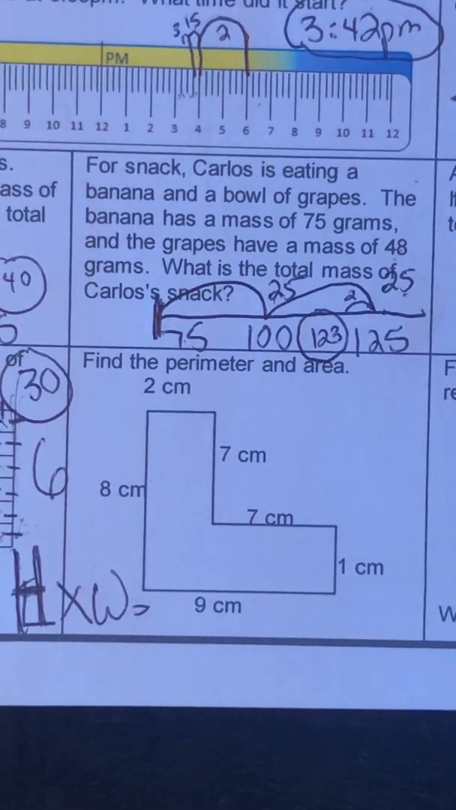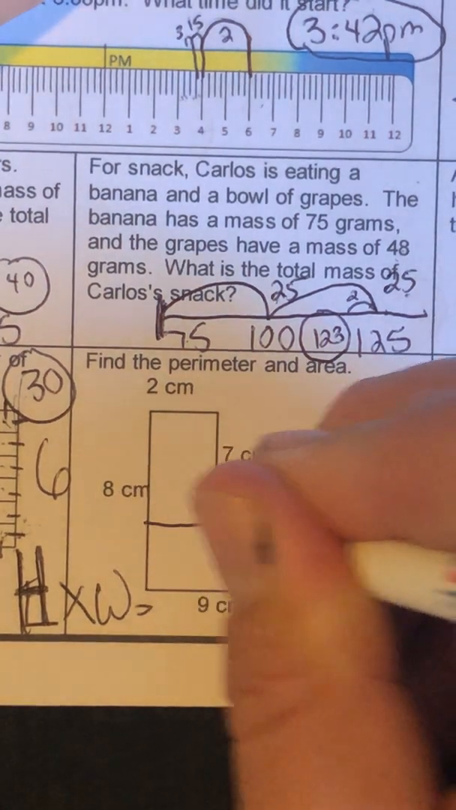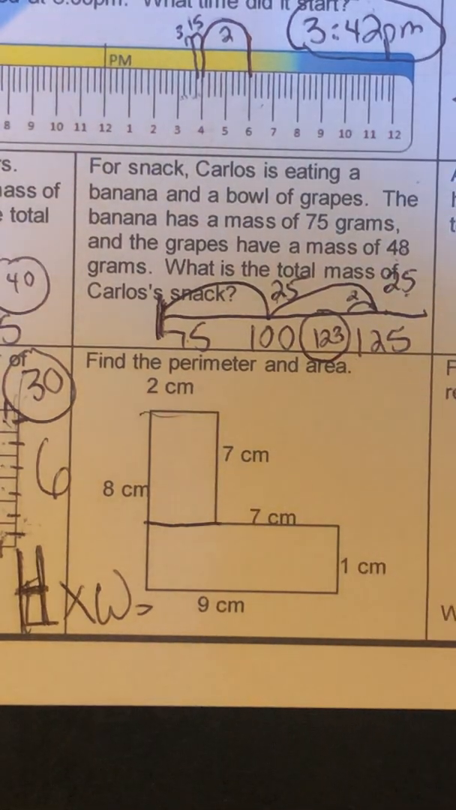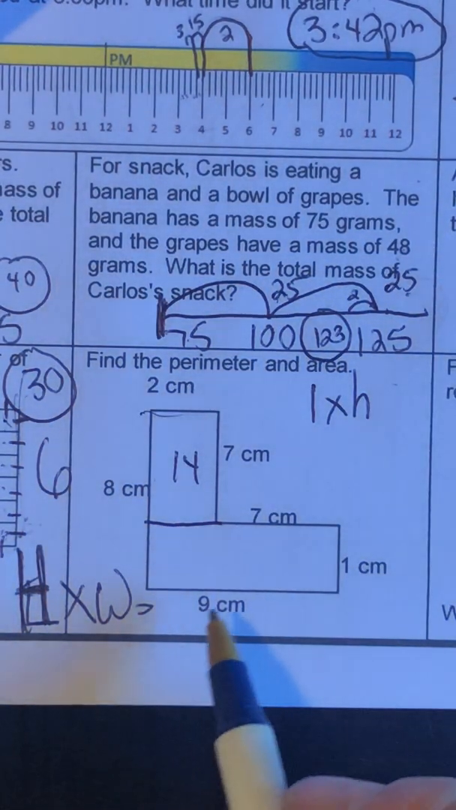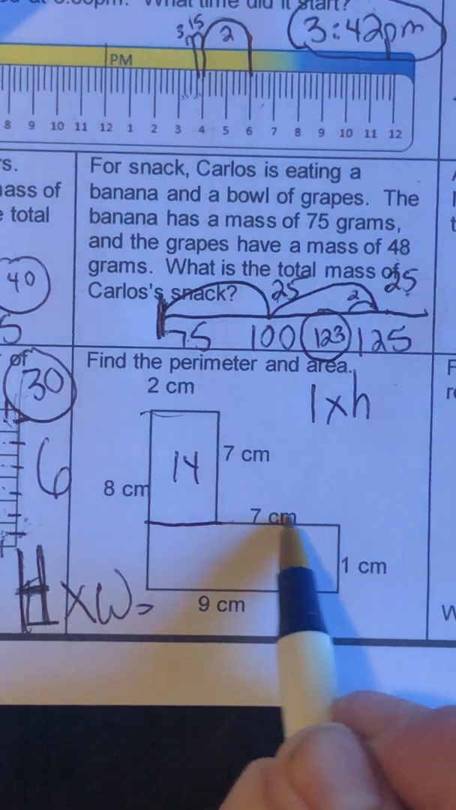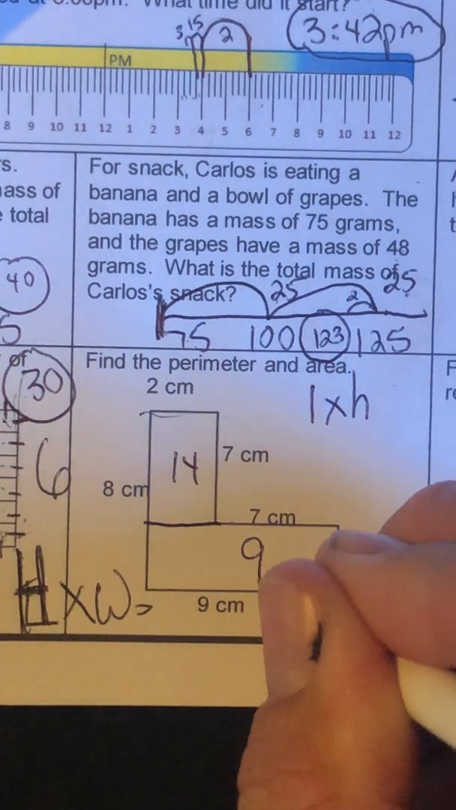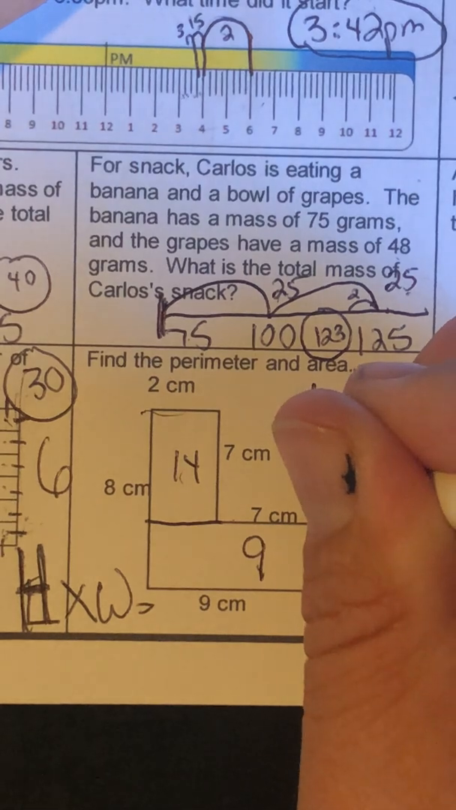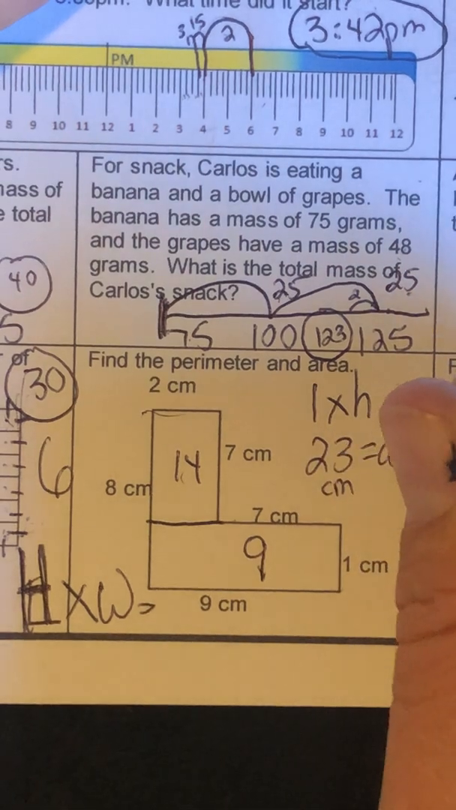Okay, look at the irregular shape here. We need to find the perimeter and the area. First thing we need to do is cut it into 2 pieces. Length times height is the formula for finding area. So 7 by 2 is 14. And then we don't want to use this 7 because that's only that piece. We need to use the 9 here. 9 by 1 is 9. 14 plus 9 is, what is that, 23? So 23 centimeters is the area.